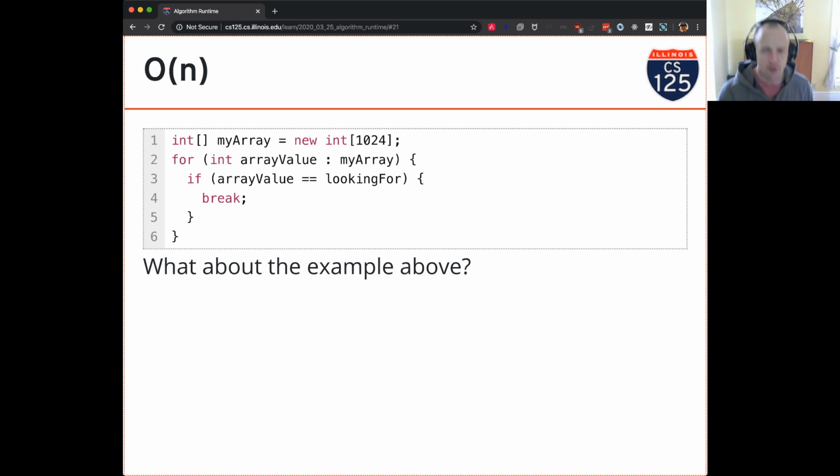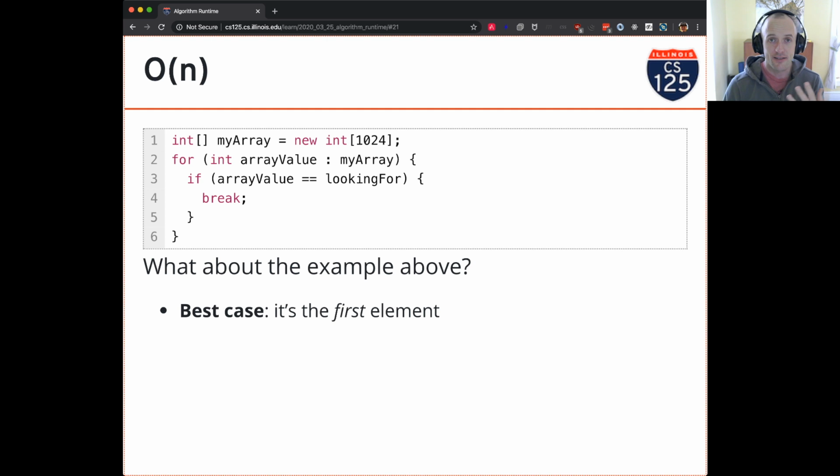If it goes all the way to the end of the array and doesn't find the value, then it might take longer, right? So here's an example where we need to think about the best case and the worst case. So we'll get some practice doing that. Best case here is it's the first value in the array. So I immediately find the value I'm looking for.